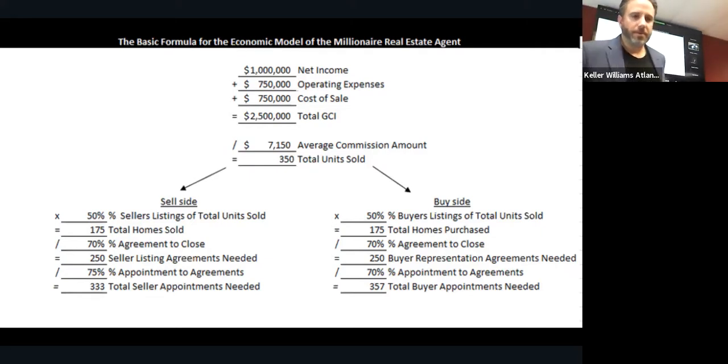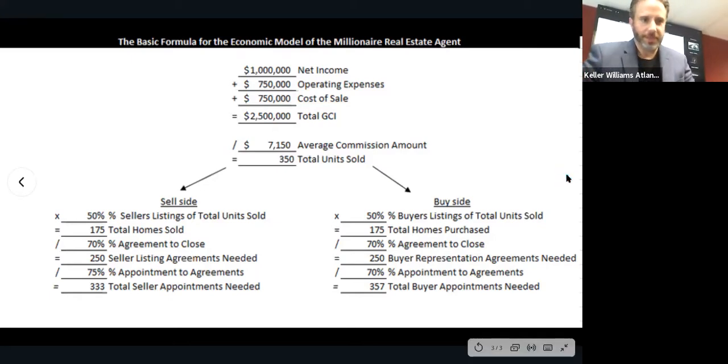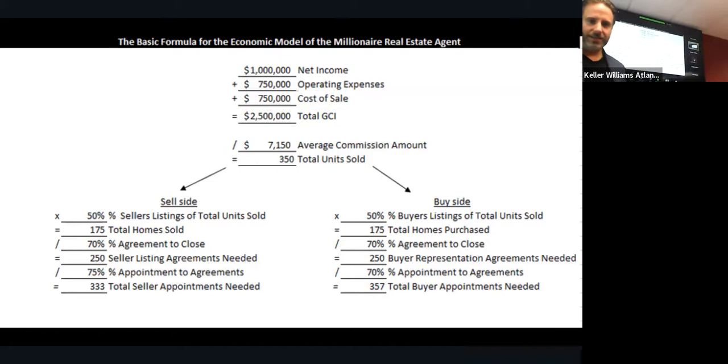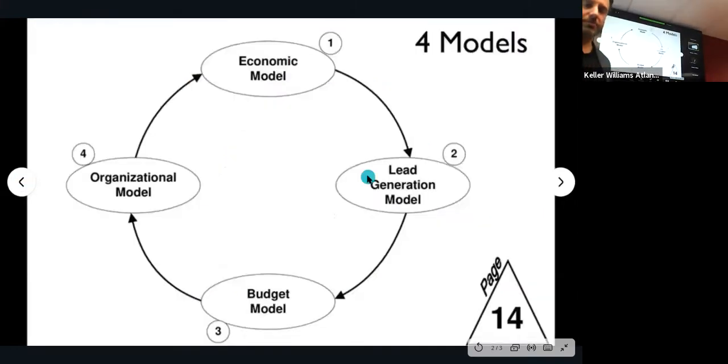What else is in here? Buyer representation agreements needed. Look at this, it's actually 500. 250 listing agreements needed. 250 buy-side agreements needed. Maybe you have any questions? Because this could really be a 10-part class on growing a team. But I'm just going to touch on these two models. The budget model we can touch on a little bit. I'm going to give you a brief overview. We're going to go to the org chart. If anybody has any questions on this, we will come back to it.